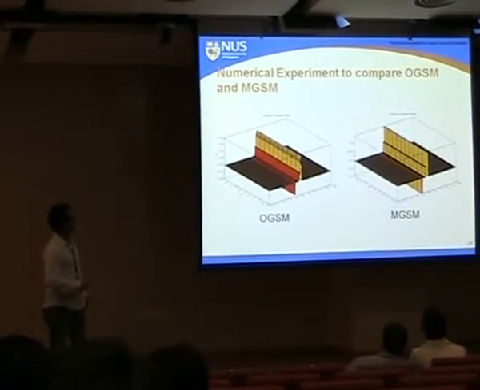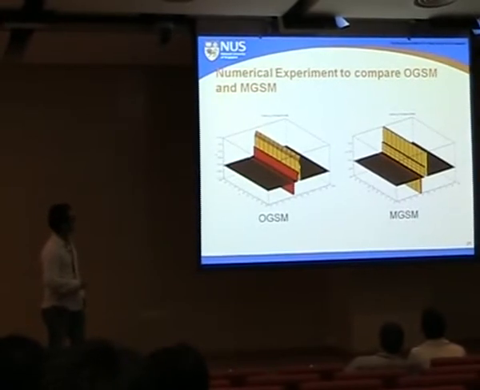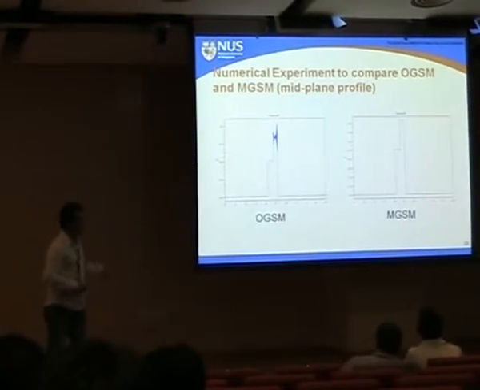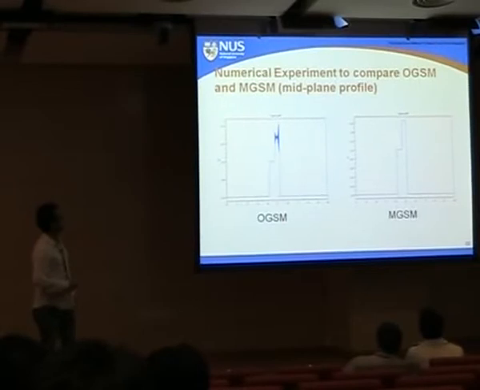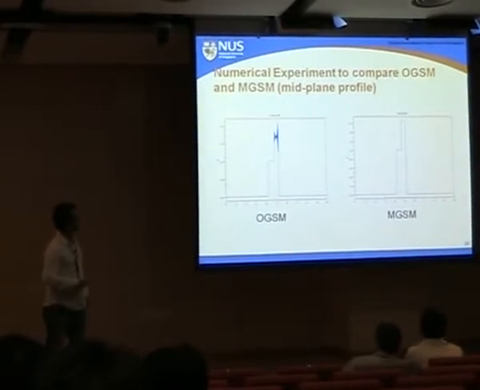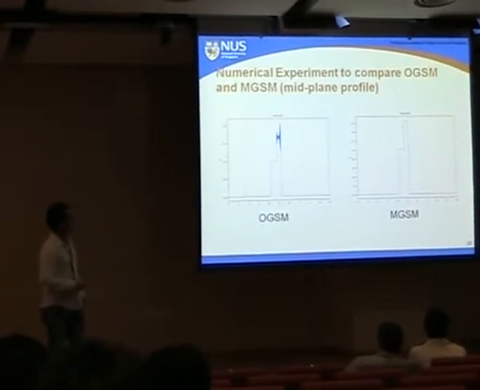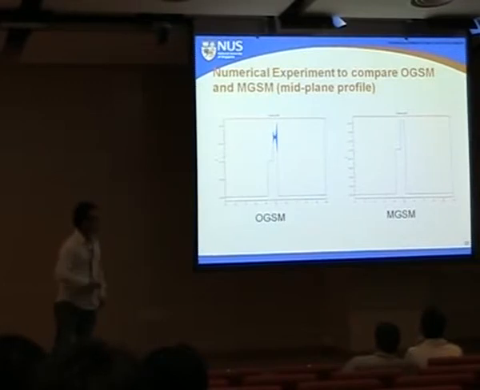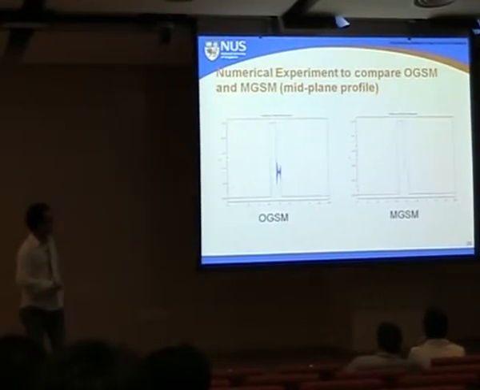Also, for the stress on the other side, in the steel, you can see these oscillations are present. If I plot the results in the mid-plane for better visualization, the original ghost solid method leaves these very disturbing oscillations, and the modified ghost solid method gives a very nice profile.